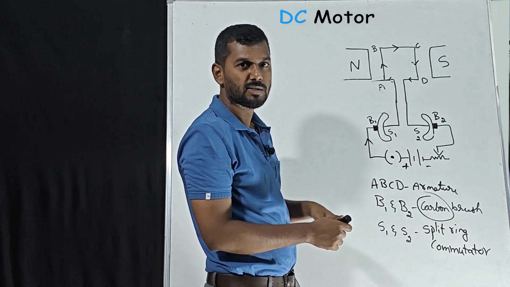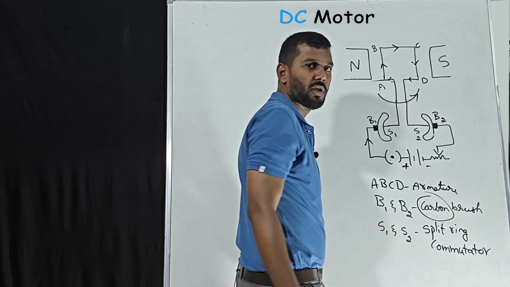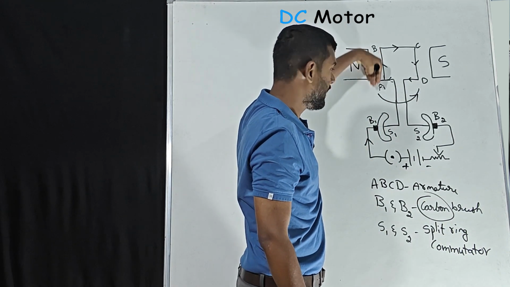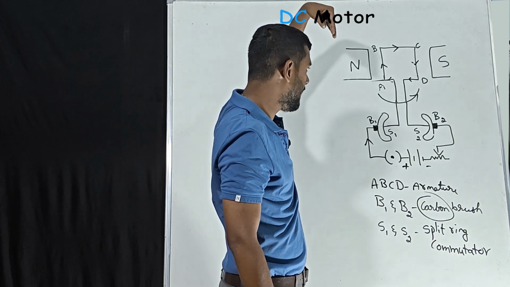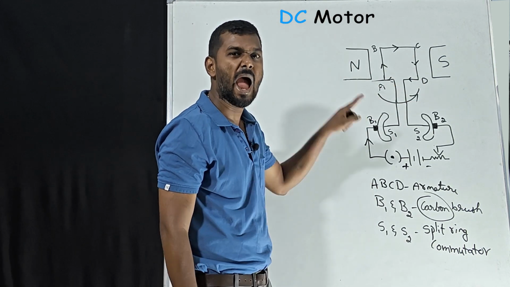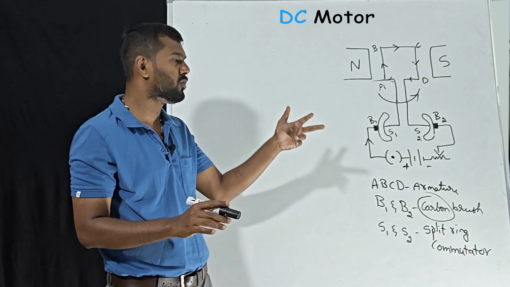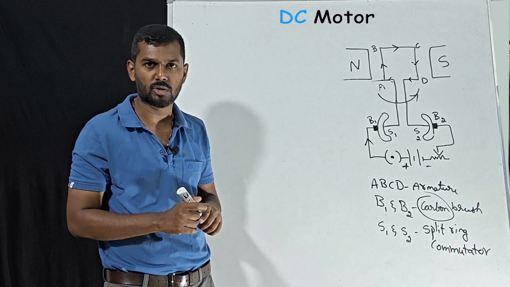If the force is top to bottom, coming downward, then this is going to rotate in anti-clockwise direction. That's it. Now we got to know how to use Fleming's left hand rule in a DC motor.